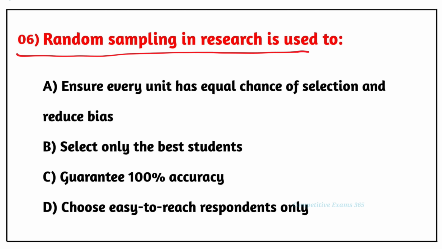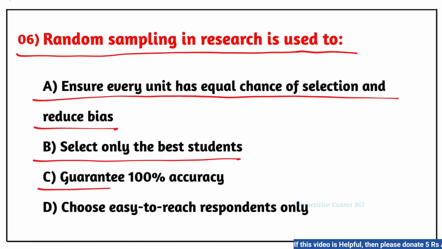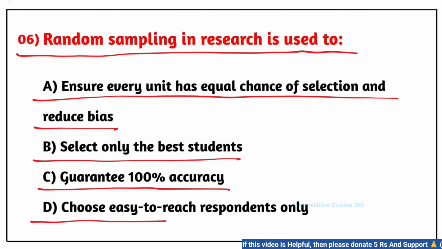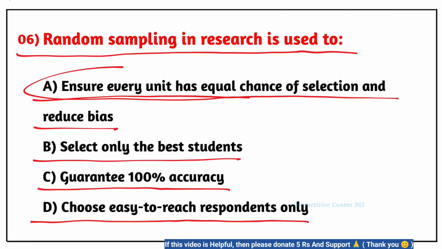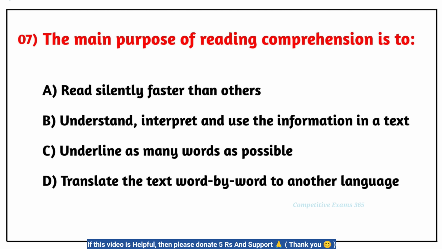Sixth question. Random sampling in research is used to. Option A, ensure every unit has an equal chance of selection and reduce bias. Option B, select only the best students. Option C, guarantee 100% accuracy. Option D, choose easy to reach respondents only. Option A, ensure every unit has an equal chance of selection and reduce bias. It is the correct answer.